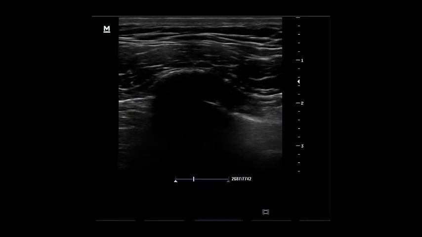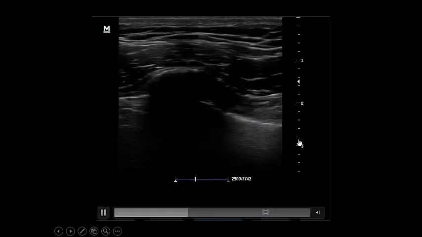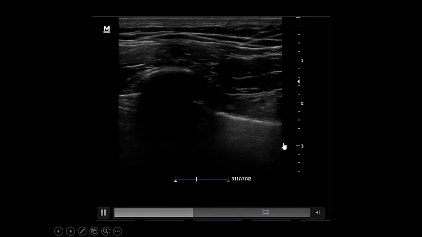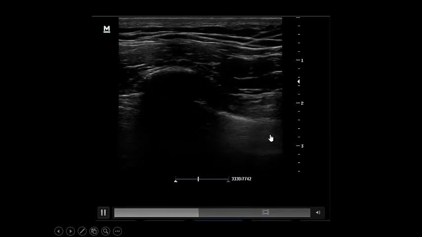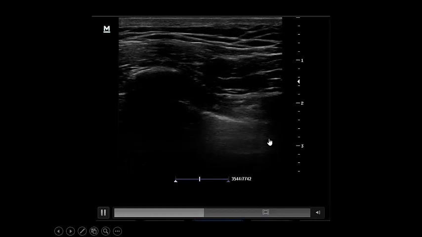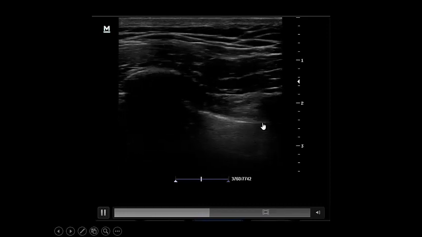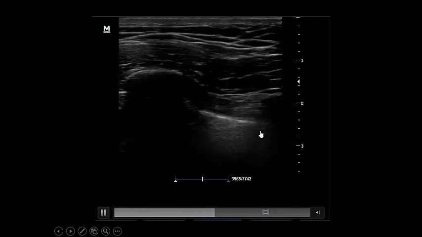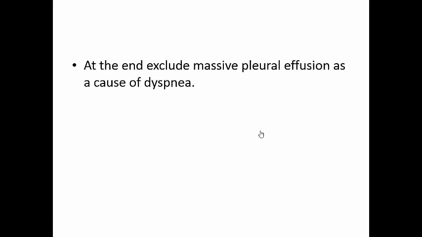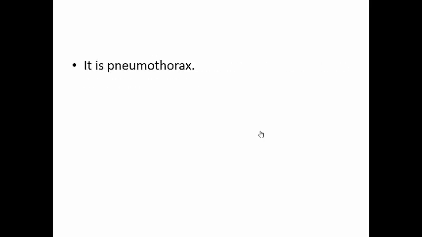Start to appear here. The lung point is transmitted pulsation here. Transmitted pulsation. It's an amazing video really. You can see the lung point as transmitted pulsation here in this patient. It is pneumothorax.